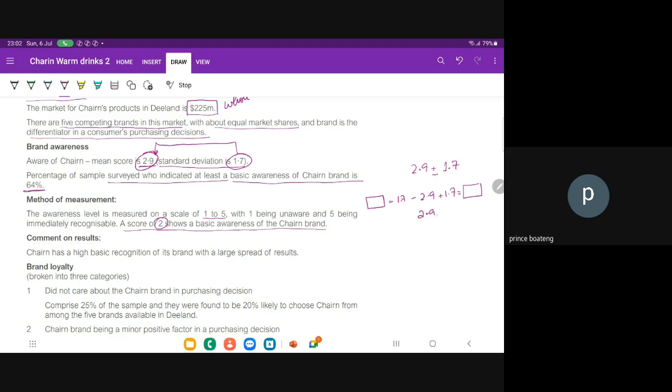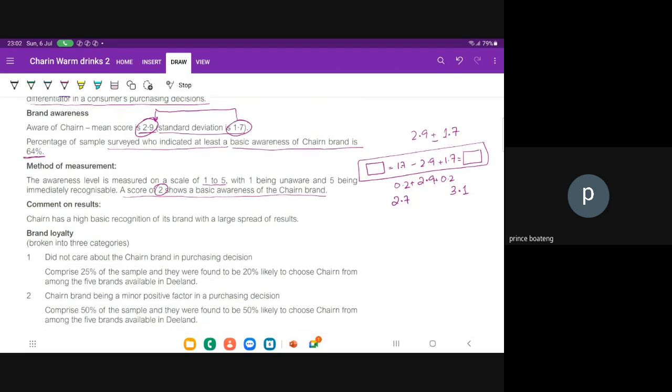If the variation is, let's suppose, 0.2, in that case the situation will be different, because the maximum will be 3.1 and the minimum will be 2.7. So the range is quite close to 2.9. In this case, there is a huge variation. Some people know this product extremely well, and then there are a lot of people who don't know this product at all. The variation is quite high. That's basically what this data is actually showing. I hope you guys got this.